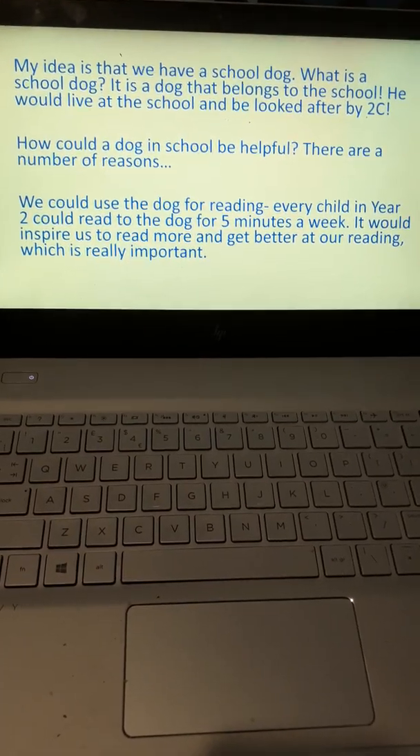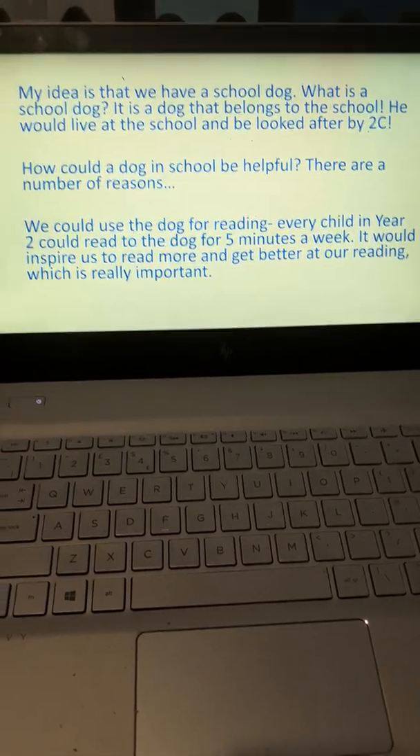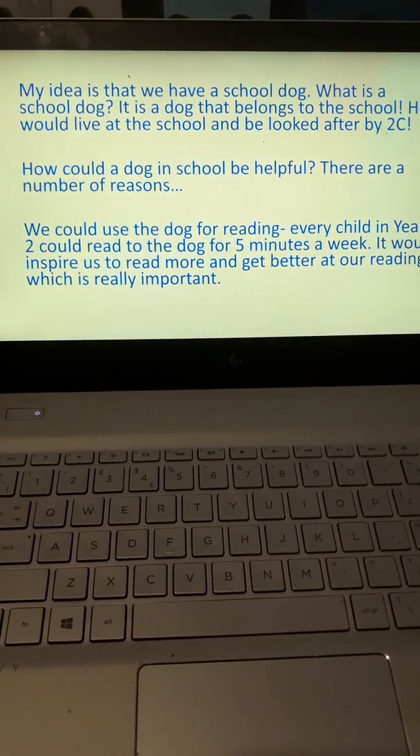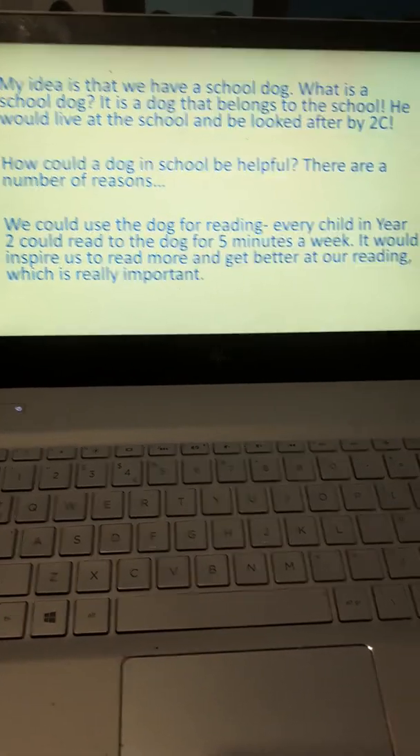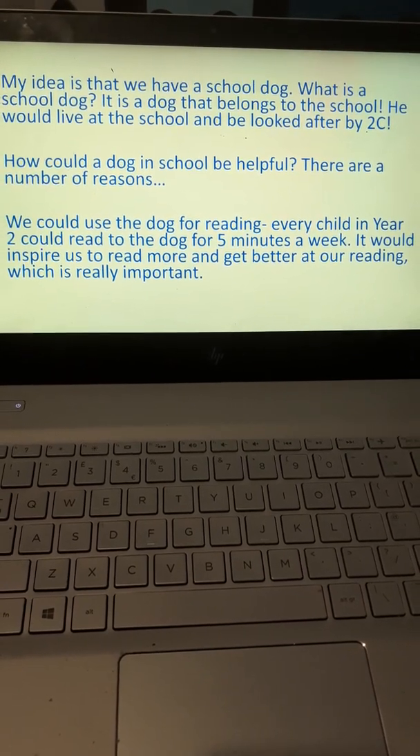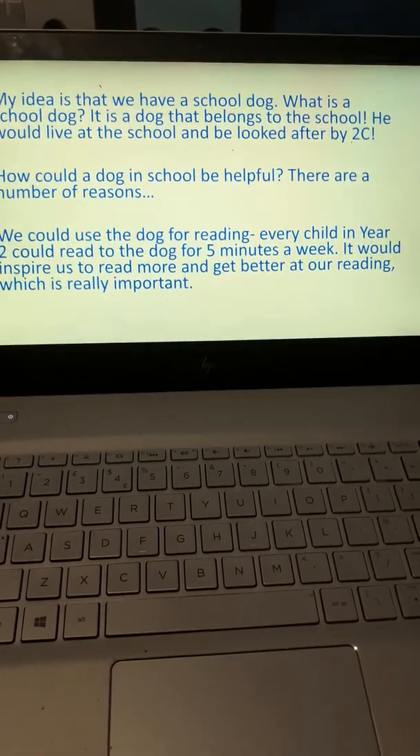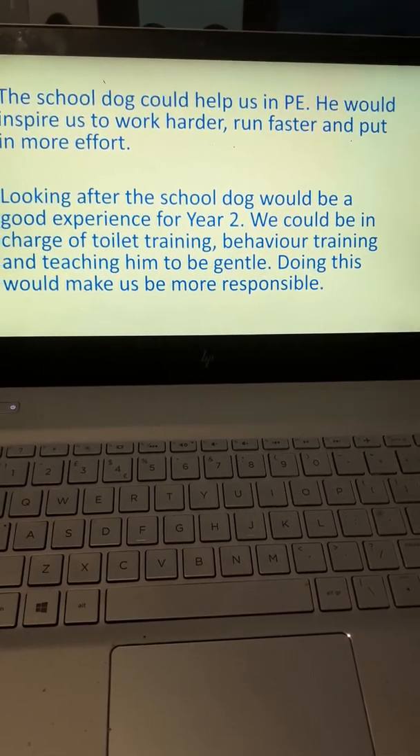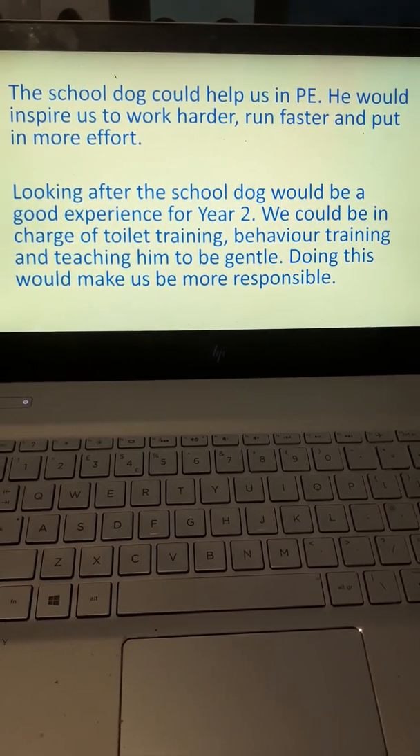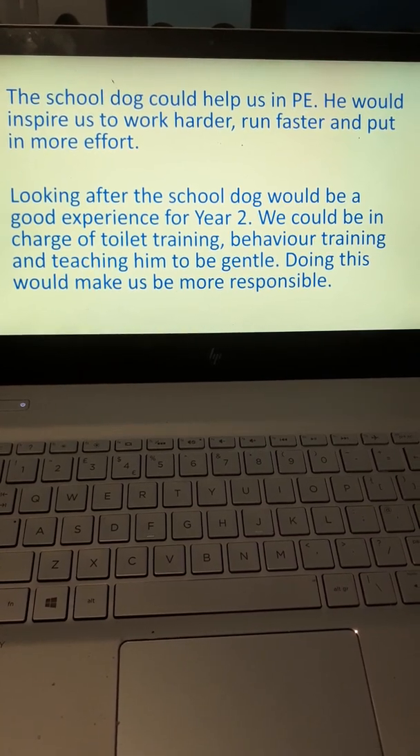How can a dog in school be helpful? There are a number of reasons. We could use the dog for reading. Every child in year 2 could read to the dog for 5 minutes a week. It would inspire us to read more and get better at our reading, which is really important. The dog could help us in PE. He would inspire us to work harder, run faster, and put in more effort.